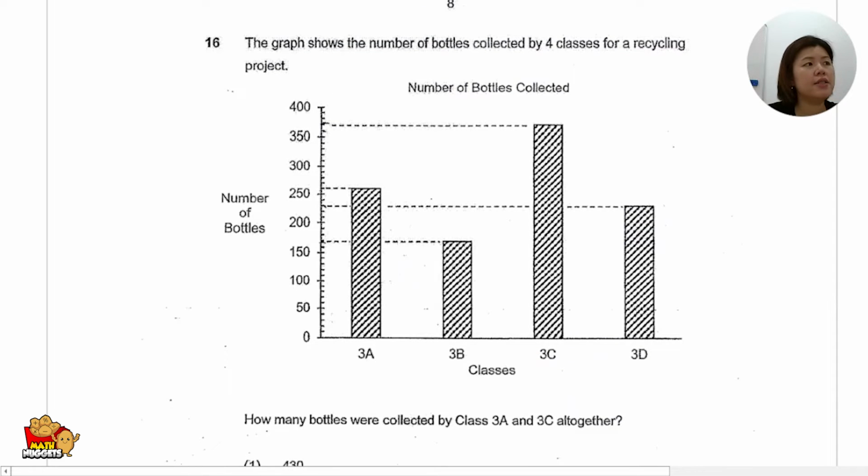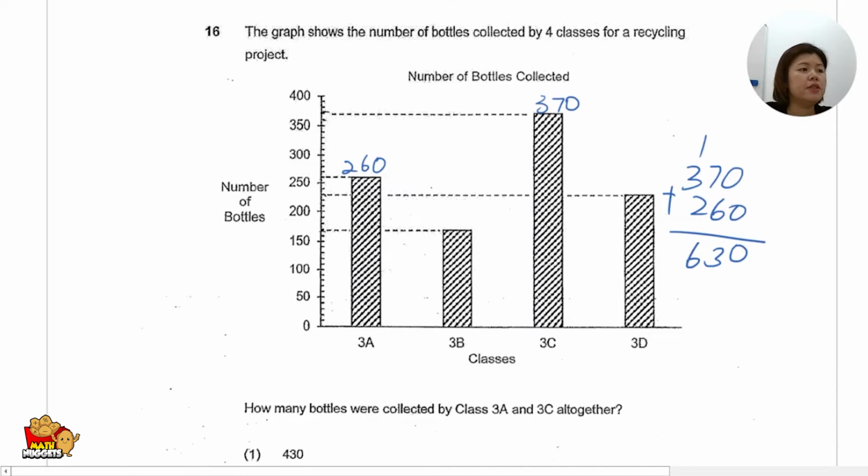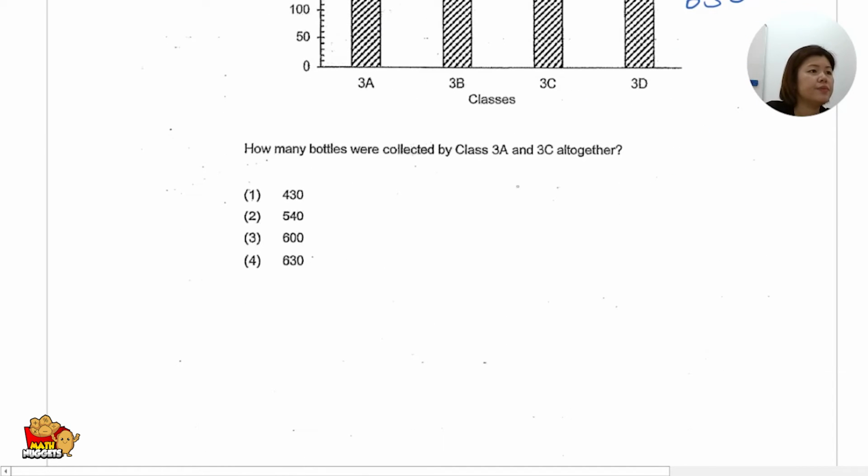Here are 4 classes in a recycling project. So they want 3A and 3C. Let's find 3A. One line stands for 10, so it will be 260. And 3C will be 370. So 370 plus 260 is 630. Number 4.